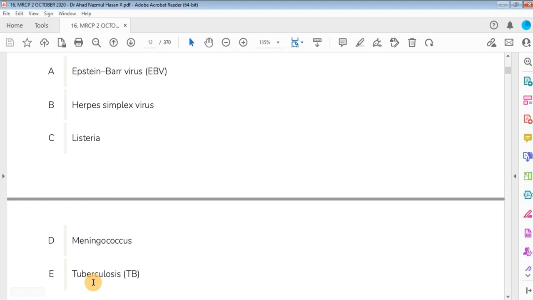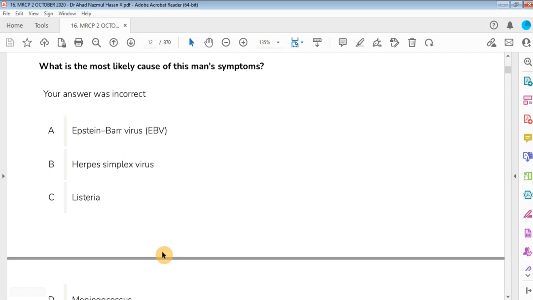So we have only Epstein-Barr virus, herpes simplex, listeria, and meningococcus. Among the options given here, meningococcus will come up with a purpuric rash.